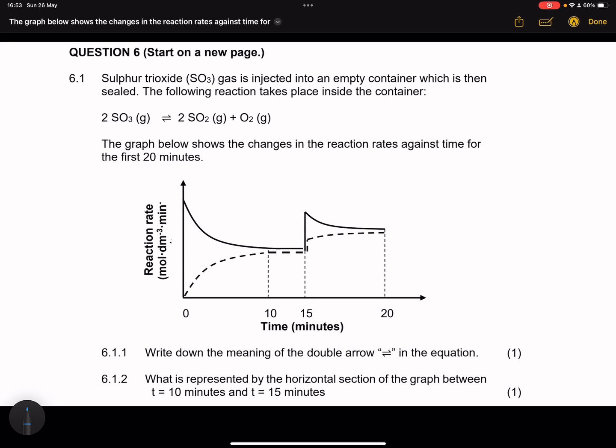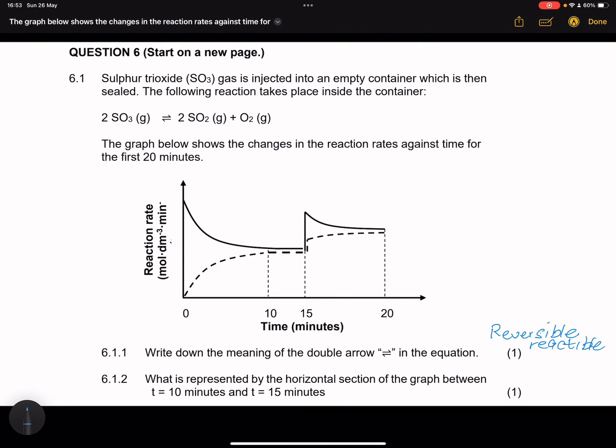So please remember that whenever we see these double arrows, they simply indicate that it is a reversible reaction. Please remember that it means that the reaction is reversible, right? And in this case, it means that products can be converted back into reactants.